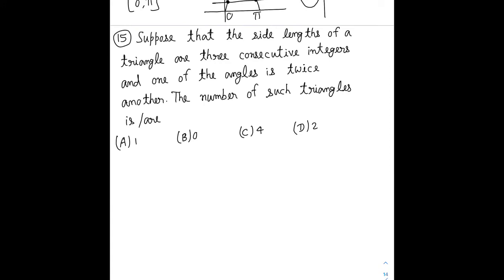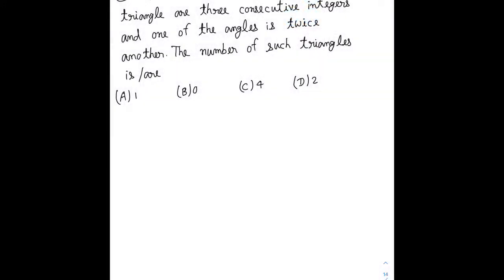Okay guys, then next we'll discuss question number 15. Okay, question number 15. Suppose that the side lengths of a triangle are 3 consecutive integers and one of the angles is twice another. The number of such triangles is R.